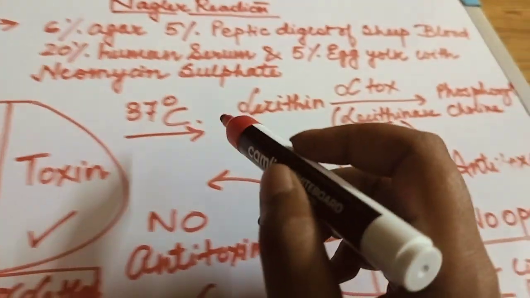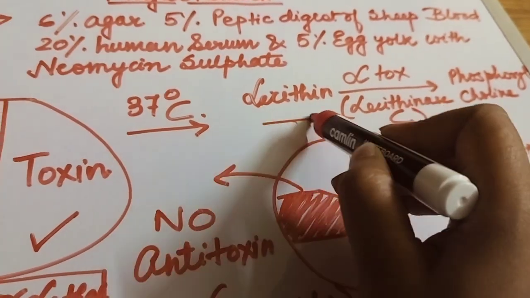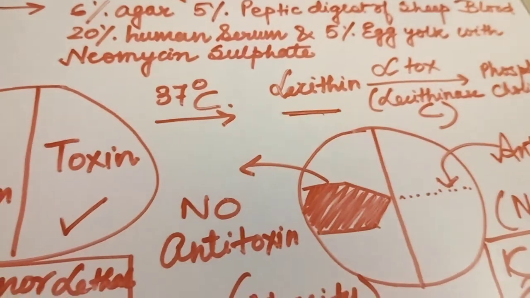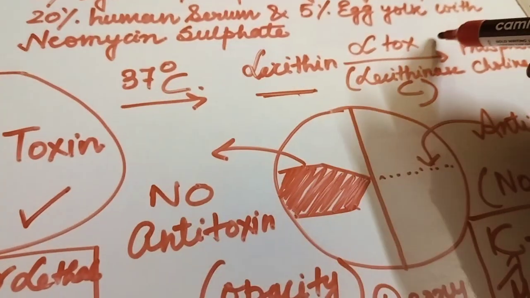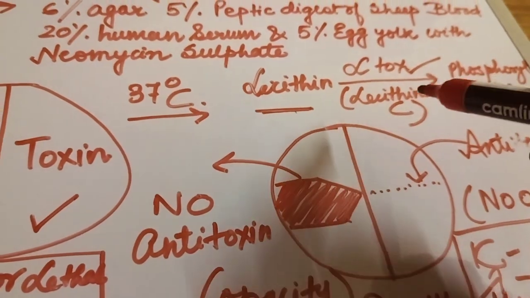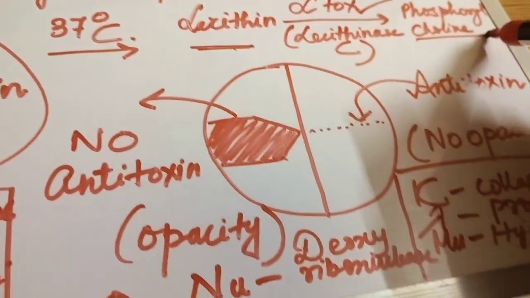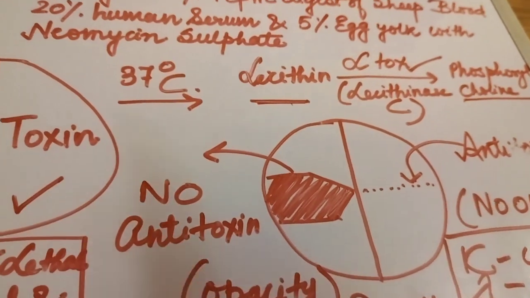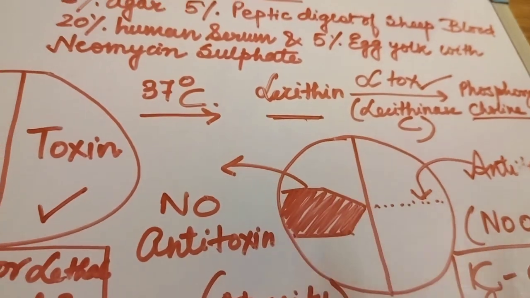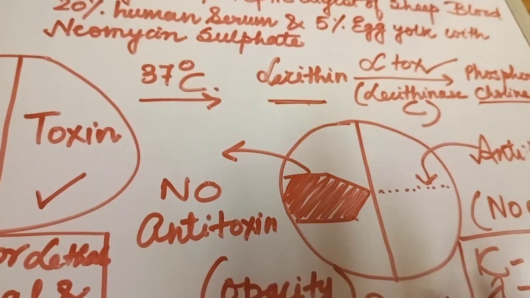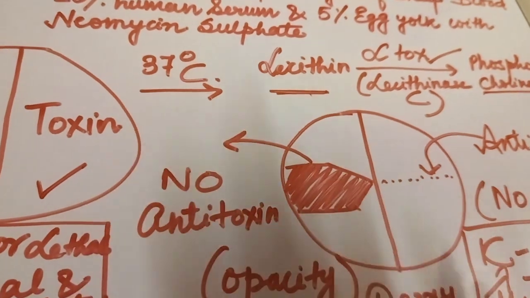Now what happens? Let's take the toxin which is used, that is lecithin. This lecithin, in the presence of the alpha toxin, lecithinase C, will cause the formation of phosphorylcholine. I have already told you how this lecithinase C disrupts the membrane. So this is the toxin which is produced.